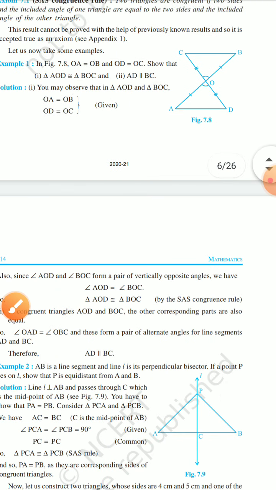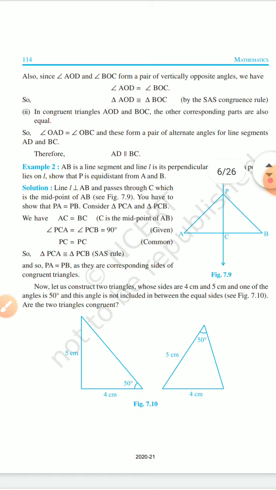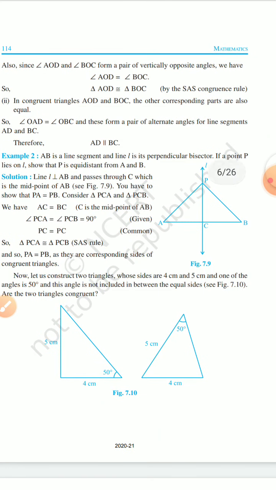So moving on to the next example, we are given that AB is a line segment, and line L is its perpendicular bisector.